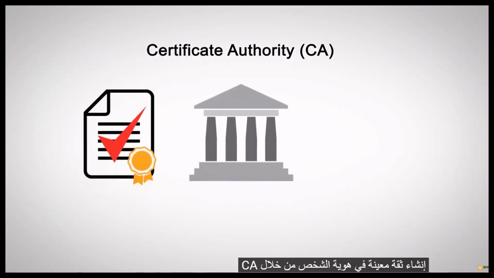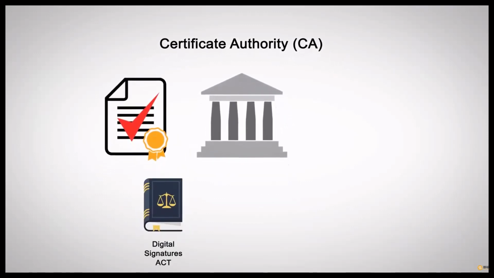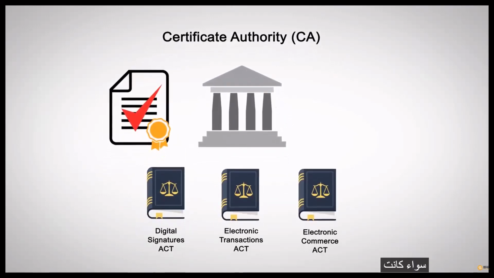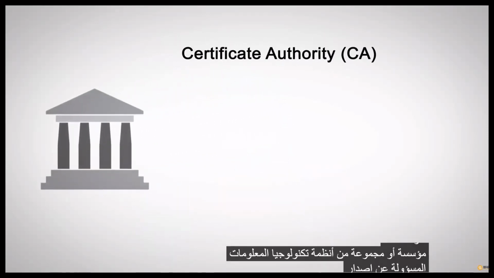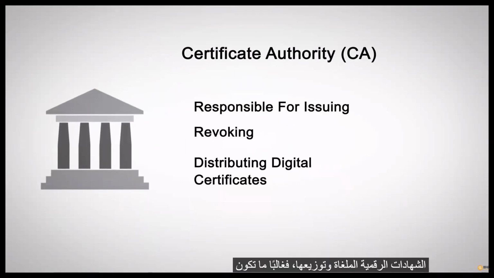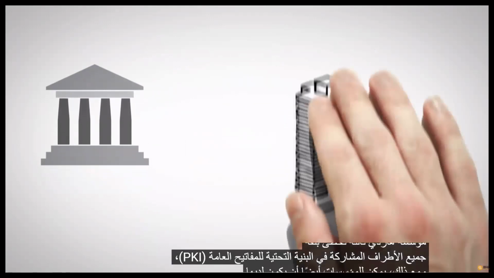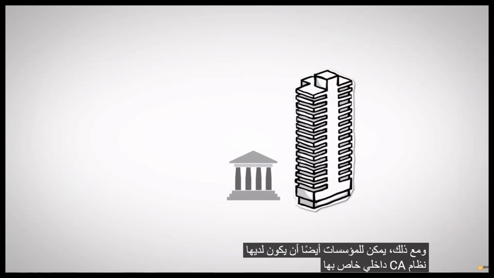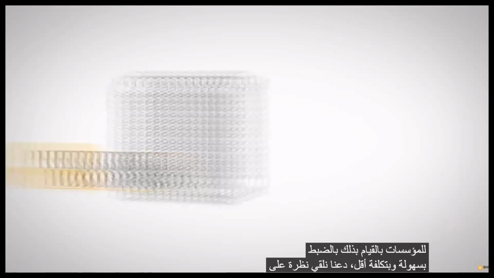PKI is also often backed up by legislation that is country-specific. You might find PKI mentioned in the Digital Signatures Act, Electronic Transactions Act, or Electronic Commerce Act, etc. of your own country. A CA is both an organization as well as a set of IT systems that is responsible for issuing, revoking, and distributing digital certificates. It is often a third-party organization that is trusted by all parties participating in the PKI. However, organizations can also have their own in-house CA system.